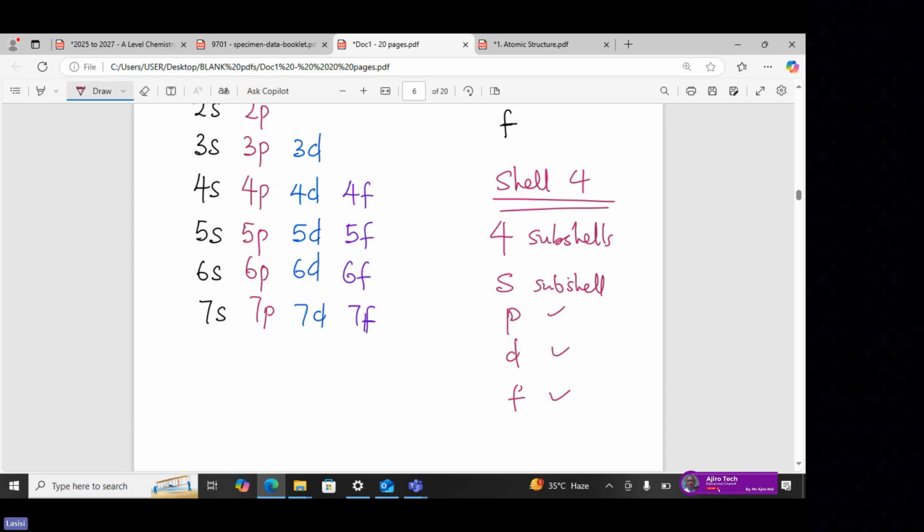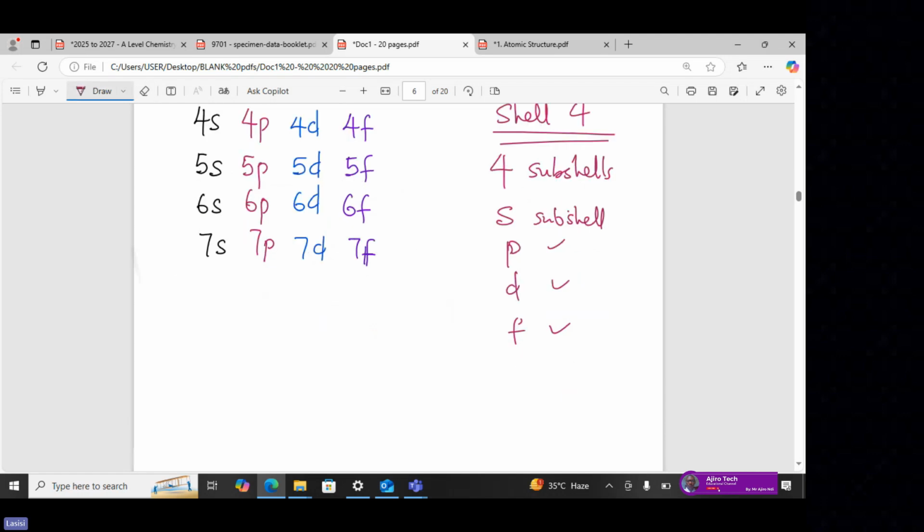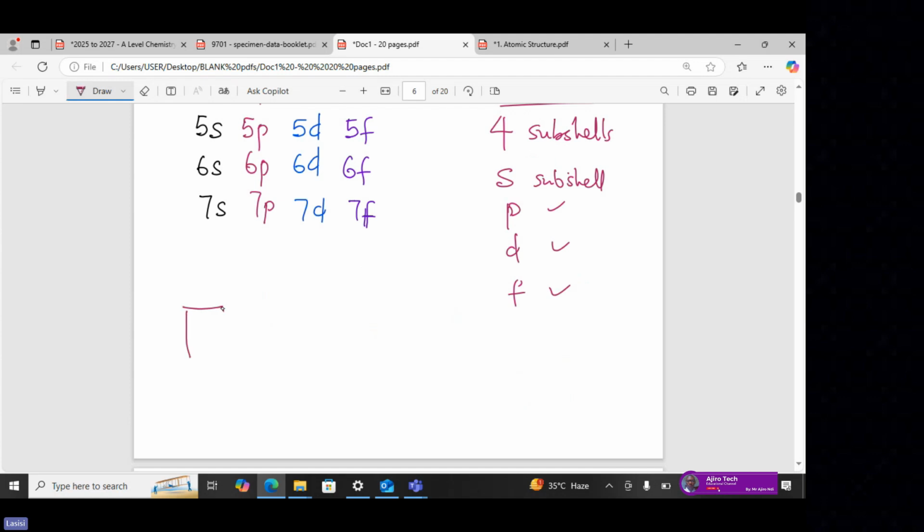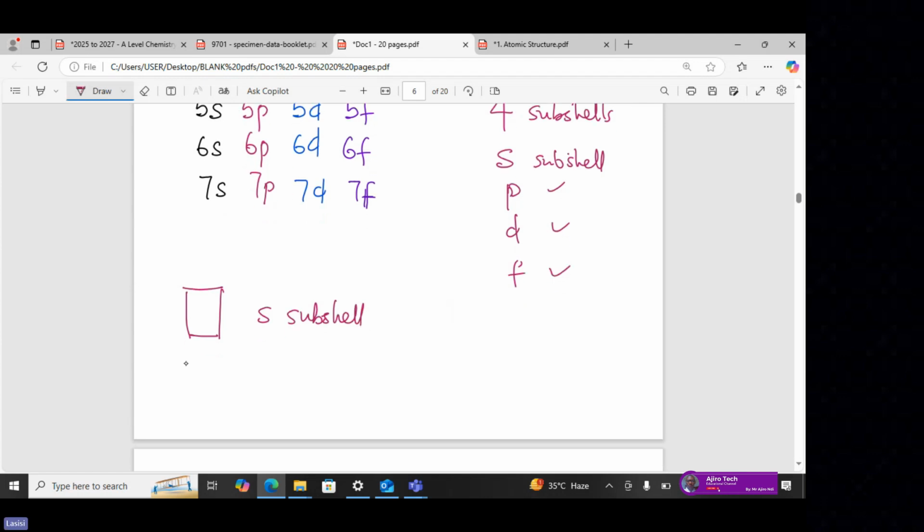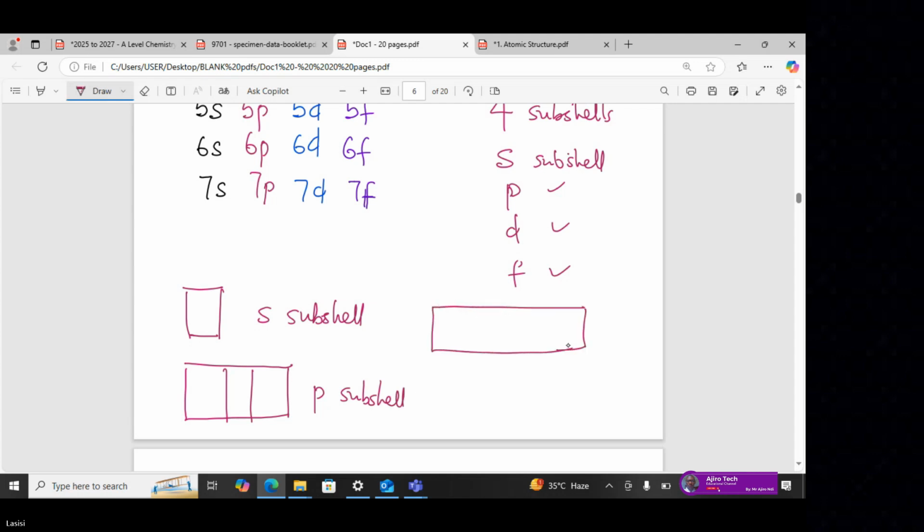Any S subshell, I don't care where it is found, S subshell contains only one orbital. This S subshell, S subshell. P subshell contains 3 orbitals. Look at the P subshell. This D subshell contains 5 orbitals. Look at this subshell. And F subshell contains 7 orbitals.